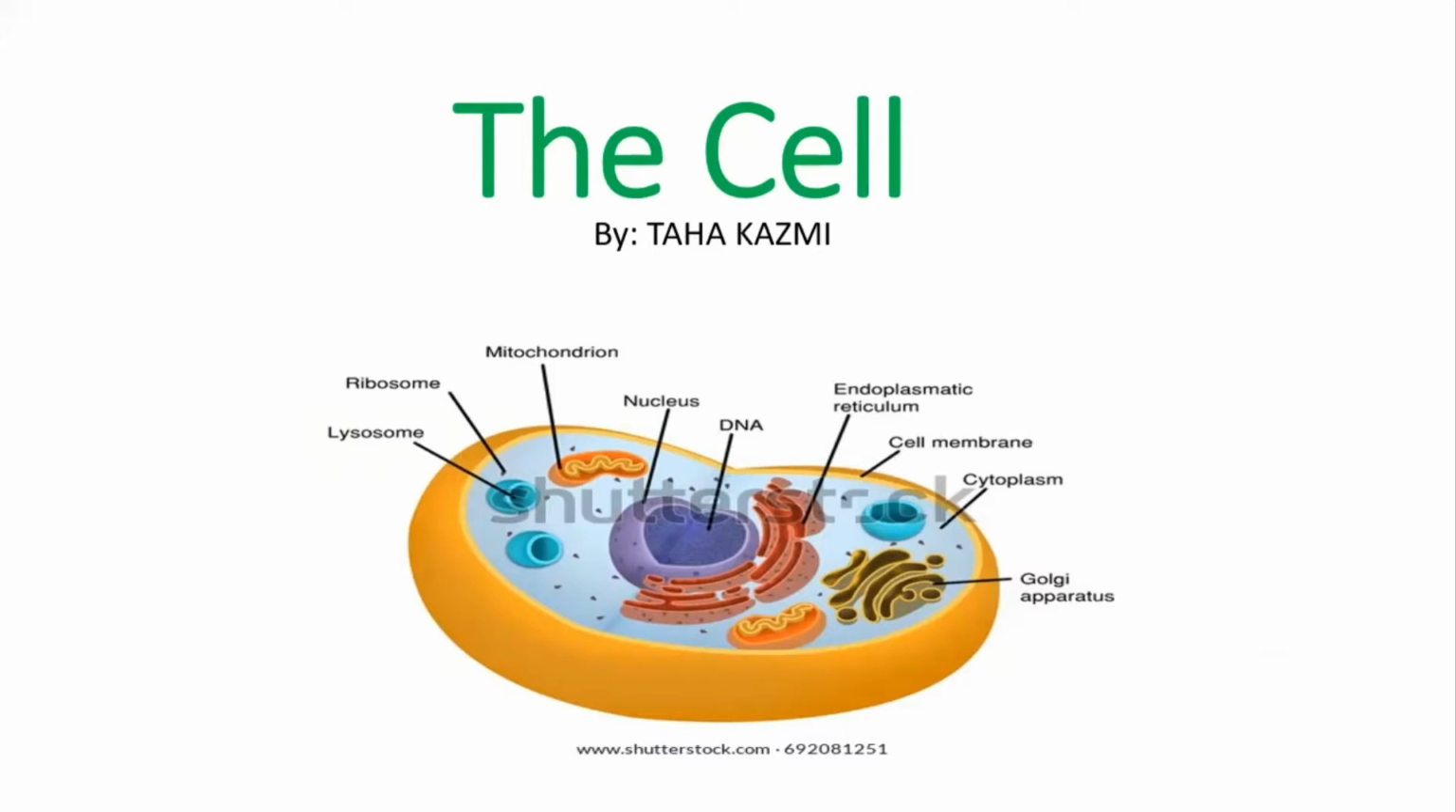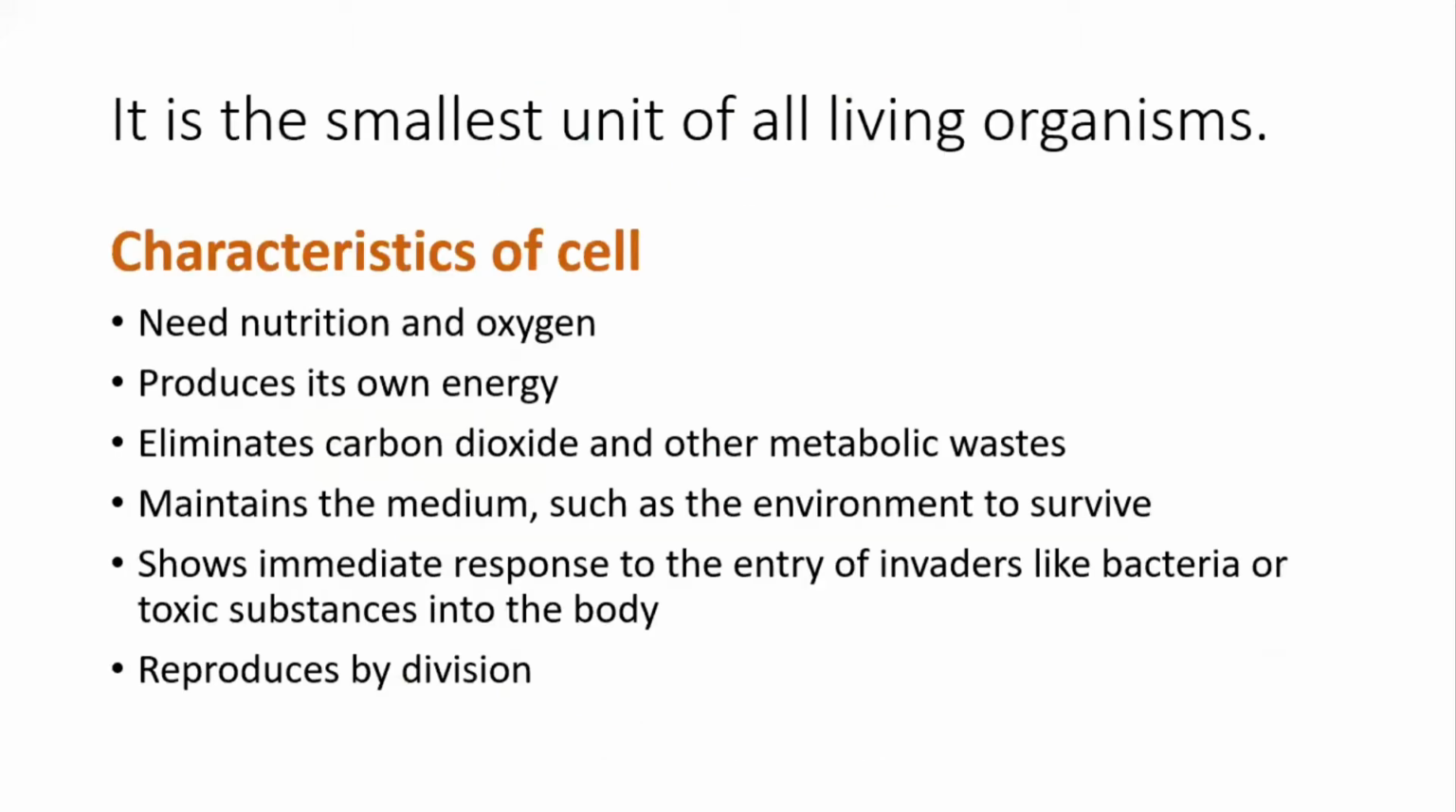In this video, we are going to talk about the cell. Let's start. So first of all, what is a cell? A cell is the smallest unit of all living organisms. So now let's see what the characteristics of a cell are. As we said, it's the smallest unit of all living organisms. All organisms have cells, and there are different types of cells.